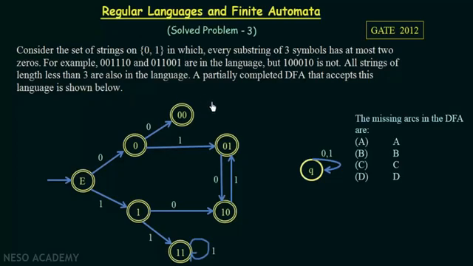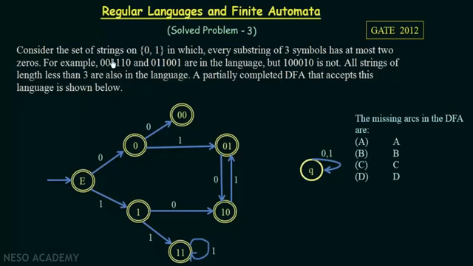So our task is to find the missing arcs in this DFA. This DFA is not complete and there are some missing arcs, and our task is to find out which is the missing arc. We will have 4 options A, B, C and D, which I will be showing you later. But before that, let us first try to understand this question and what kind of language is given here.